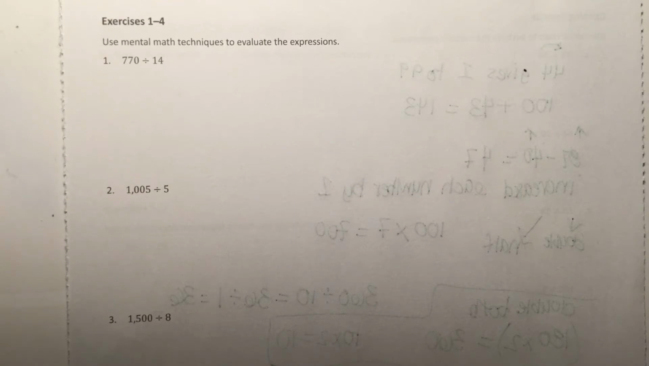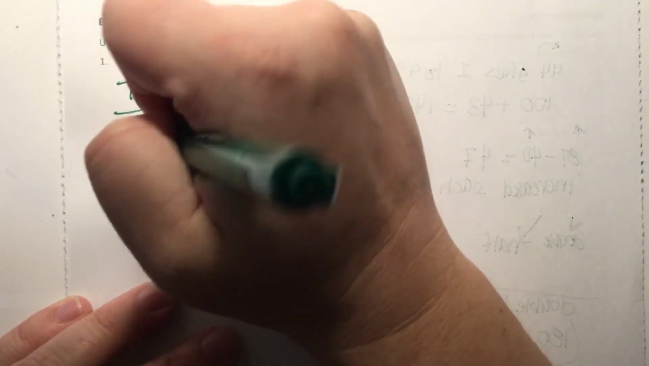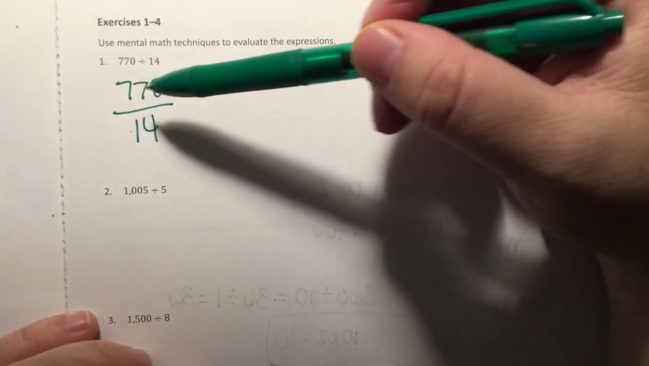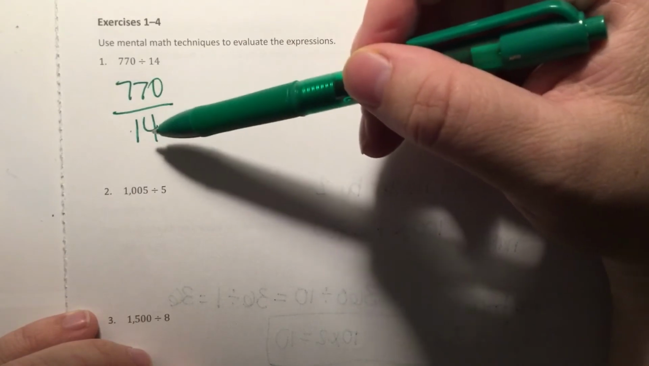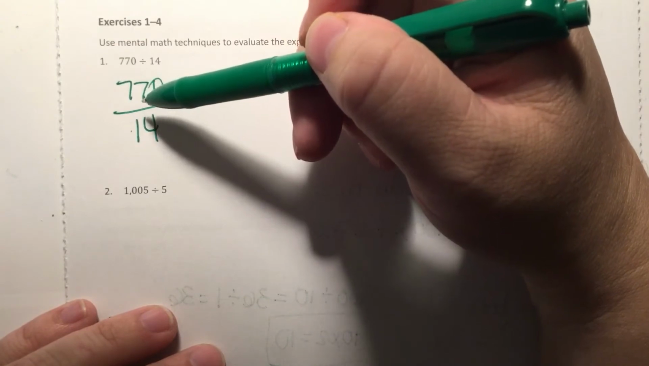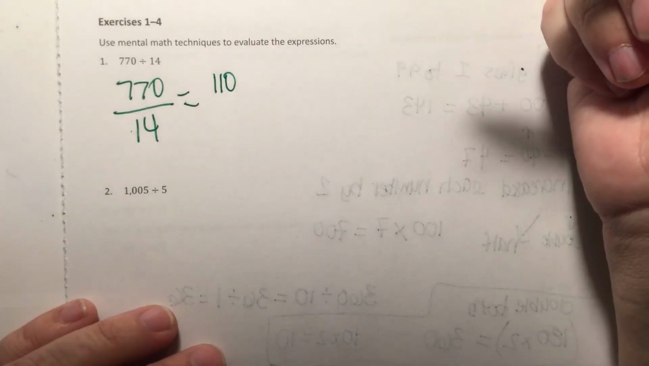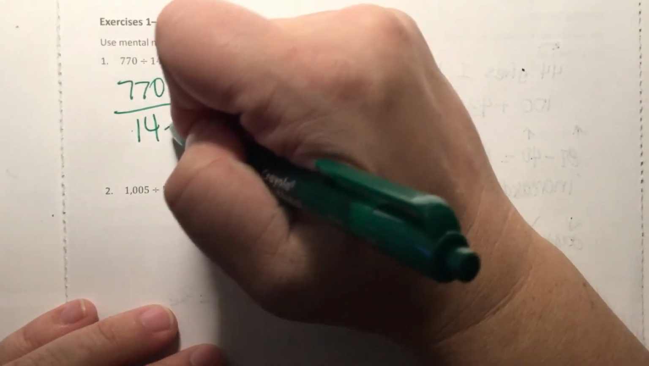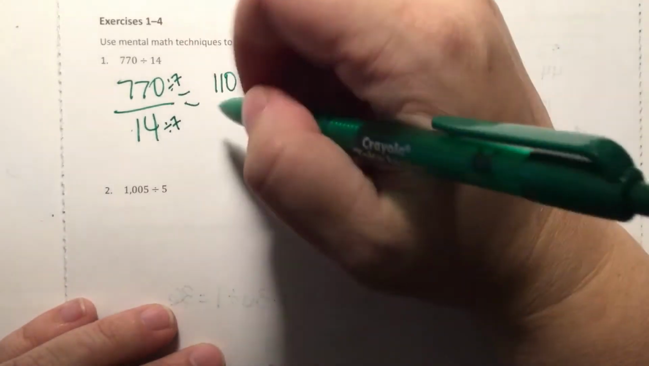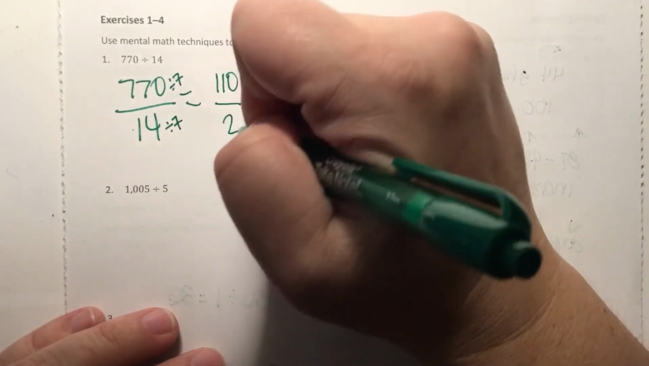770 divided by 14. Okay, I have 77 and I have 14, right? So let's think about this. If I have 770 over 14, can I divide 7 into 77? And what about 7 into 14? I think I can. So I know 7 times 11 is 77. But I have a 0 on the end, so I have to make sure I have my 110 there. So I'm going to divide by 7 and divide by 7. Then 14 divided by 7 is 2, I believe, right?